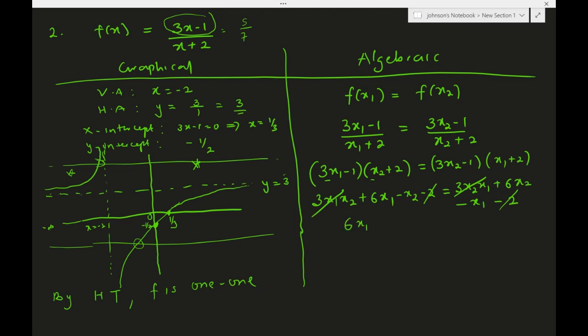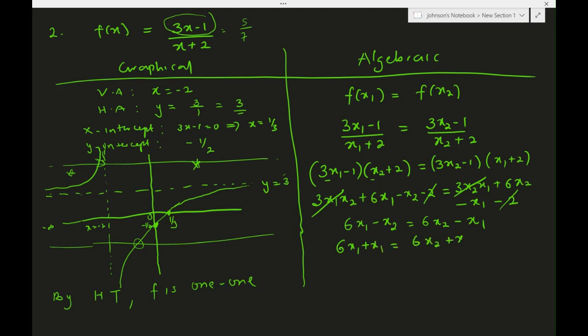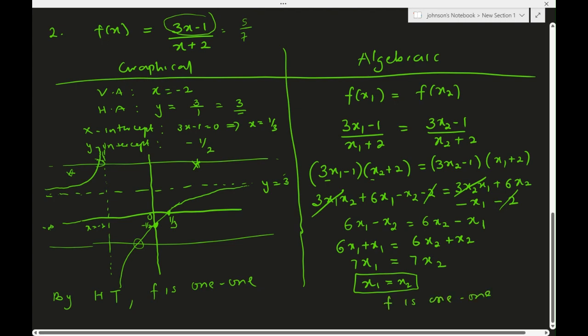Now, what do we have left? Here we have 6x1 minus x2, and this is equal to 6x2 minus x1. So we can collect like terms. This is going to be 6x1 plus x1, and this is going to be 6x2 plus x2. So here we have 7x1 equals 7x2, and surely x1 is equal to x2. So we can conclude that f is 1-to-1.